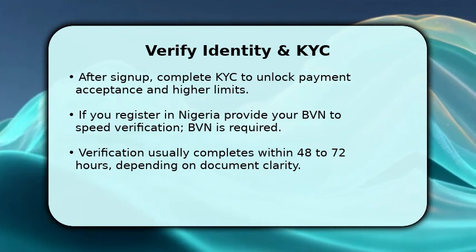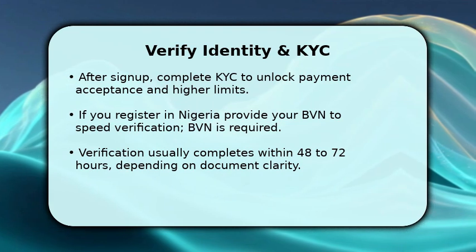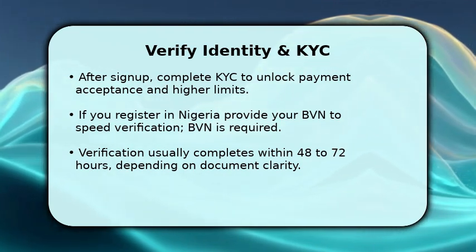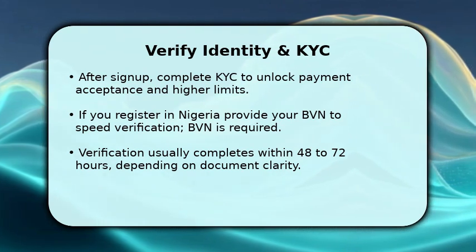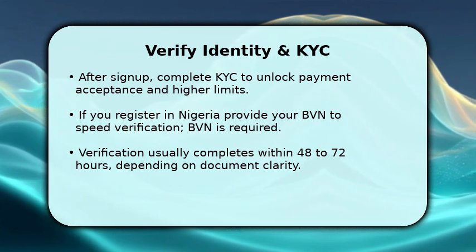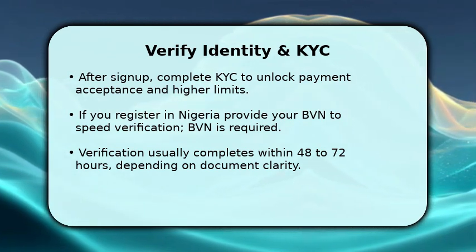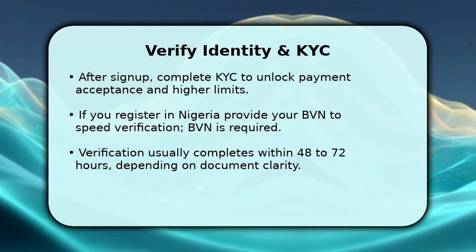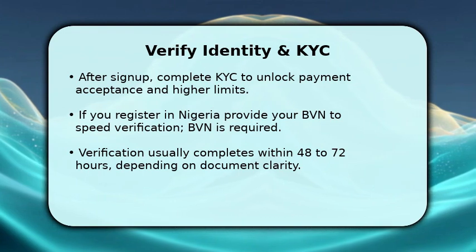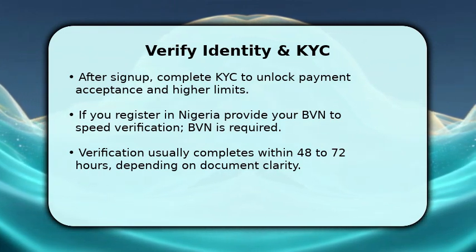If you register in Nigeria, provide your BVN to speed verification. BVN is required. Business accounts need CAC number, memorandum, and shareholders list as PDF files. Verification usually completes within 48 to 72 hours, depending on document clarity. You will get email updates and dashboard notifications about approval or required corrections.